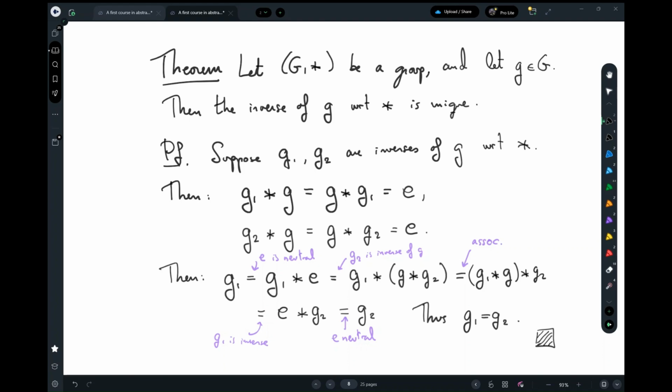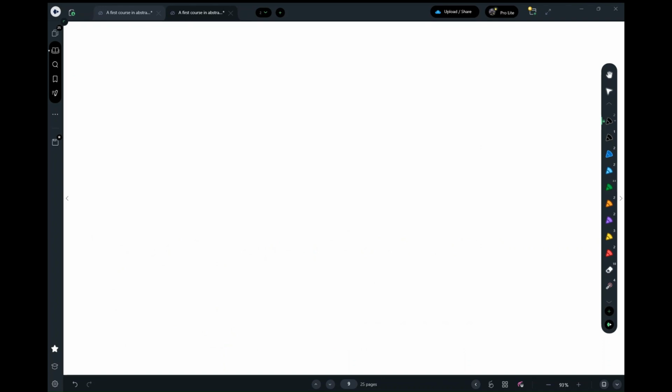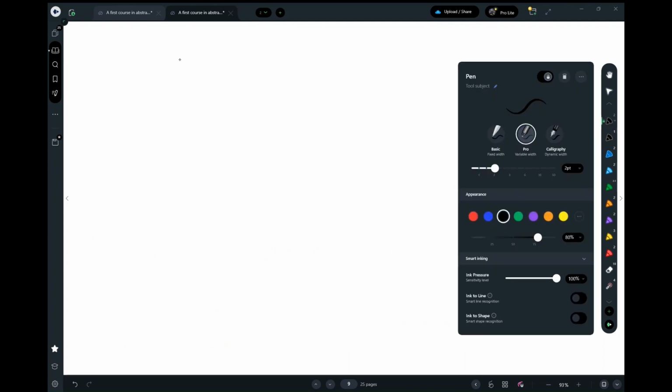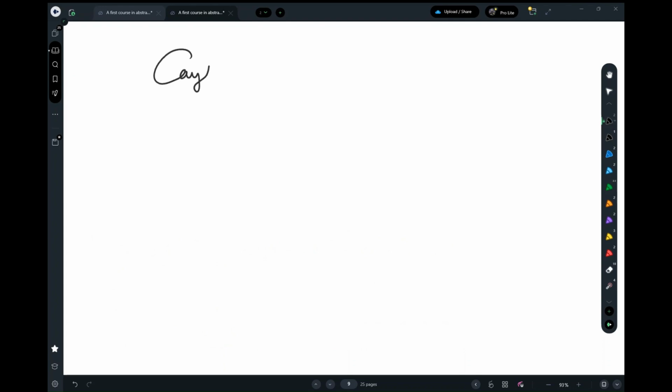Something else that I wanted to show you is that if we have a finite group, then we have what we call Cayley tables. So what is a Cayley table for a finite group? It's a table where we represent all the possible operations on that group. So let me just show you by example.